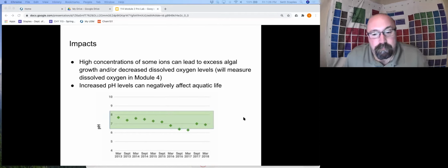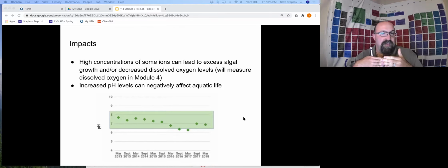pH. All different forms of life have a different pH range that life is compatible in. And so aquatic life, especially the aquatic life we're looking at in the Green River, has a range of about 6.5 to 8.5, this green shaded range here.